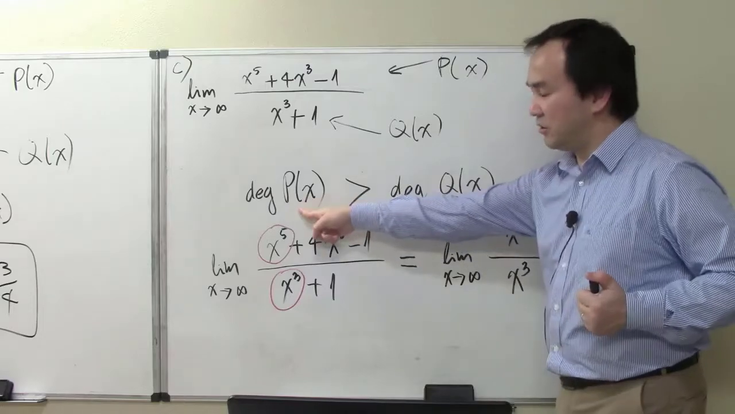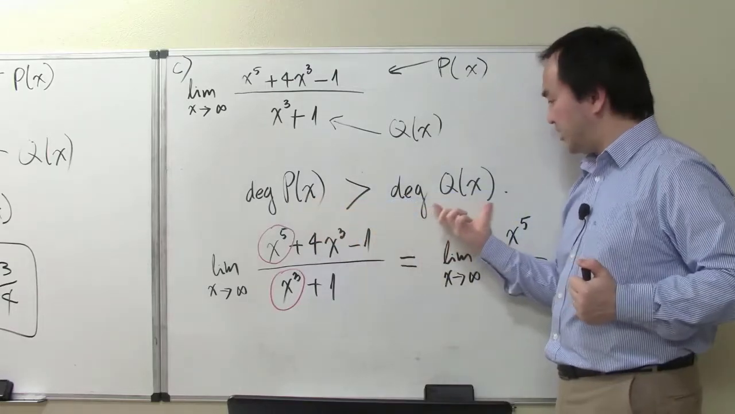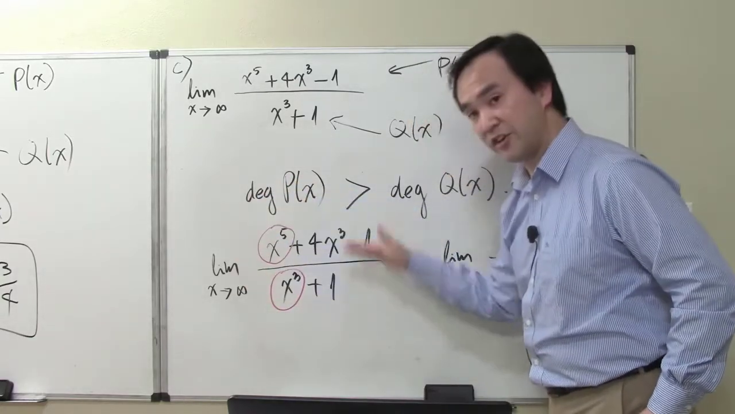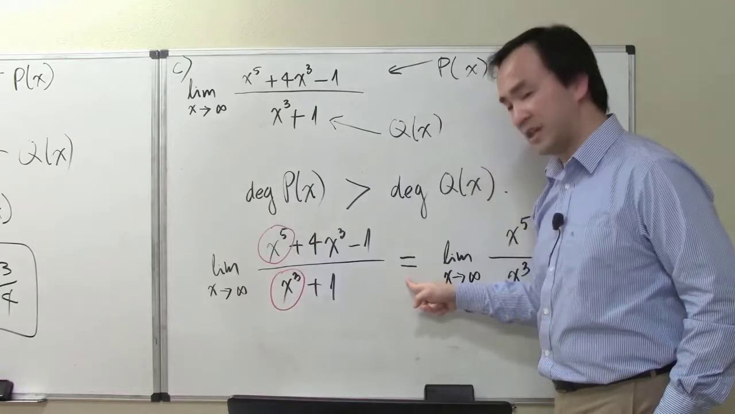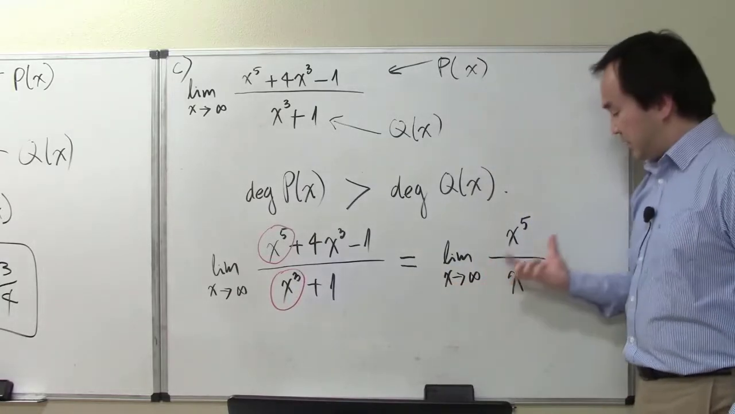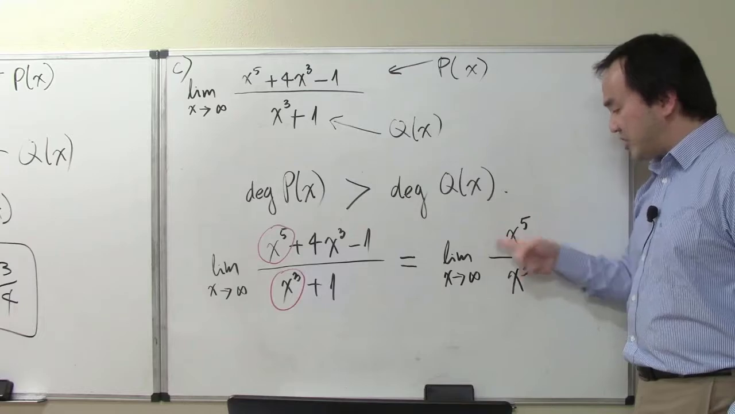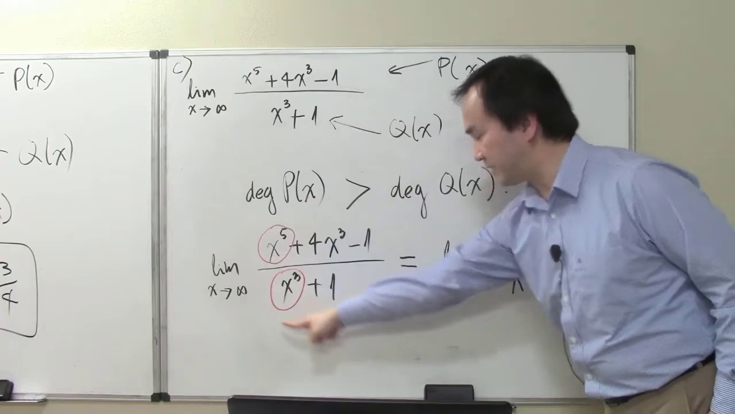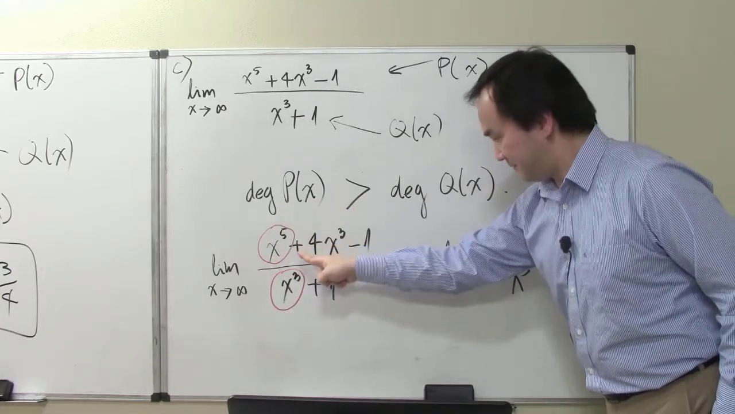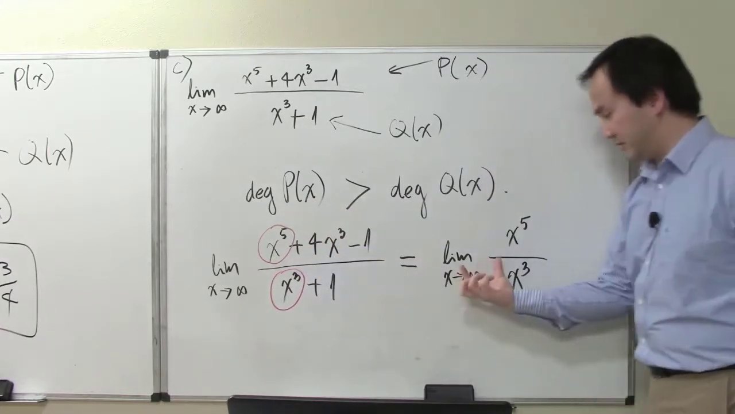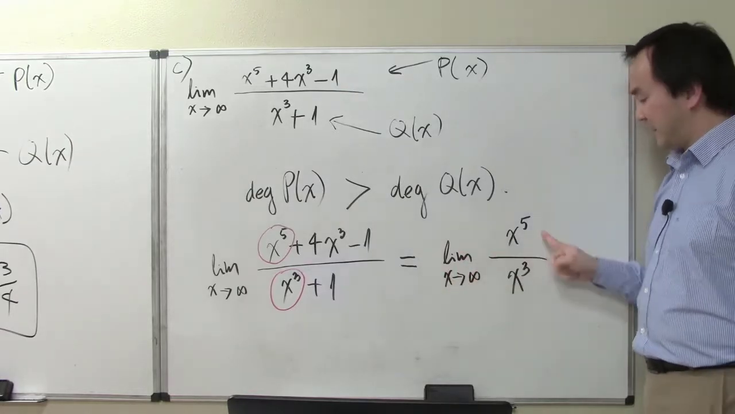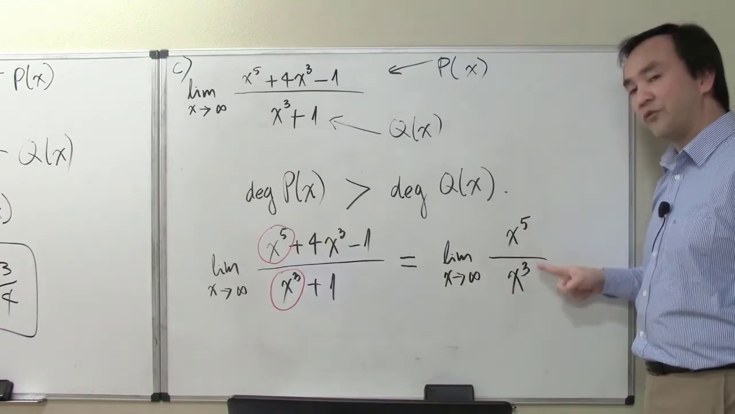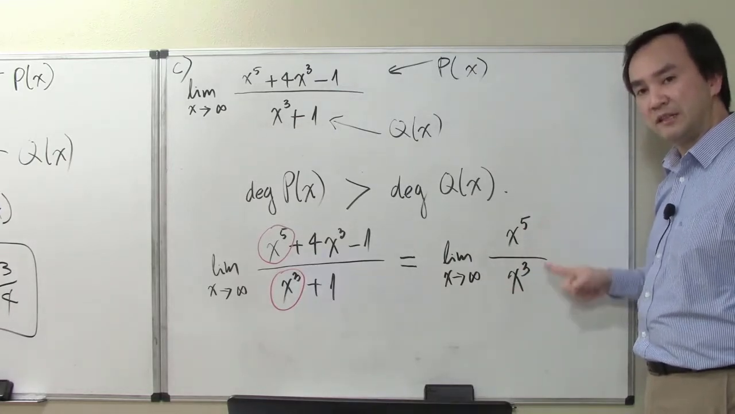Anytime the degree in the numerator is greater than the degree in the denominator, the first big step is that it's guaranteed that this limit of the original rational expression will simply equal the same limit, but of the ratio of the two leading terms. So the limit of the original rational function will be equal precisely to the limit of the rational function that came from being the ratio of the two leading terms.